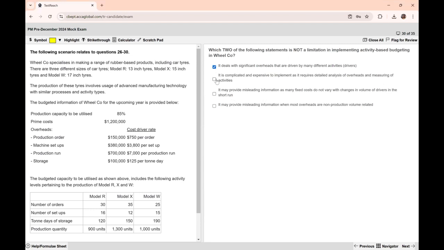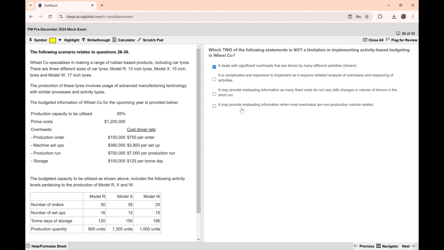Second one is it is complicated and expensive to implement as it requires detailed analysis of overheads and measuring of activities. Is it a limitation? Yes, it is a limitation. So we don't have to select that. Then it may provide misleading information as many fixed costs do not vary with changes in volume of drivers in the short run. Is this a limitation? Yes, it is a limitation. So you don't select this.